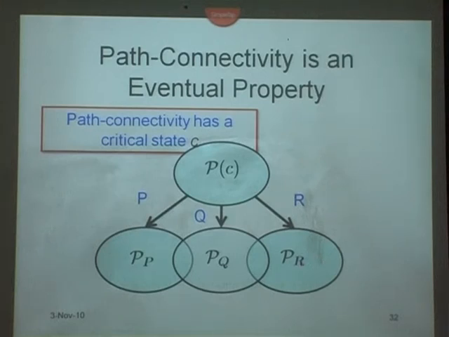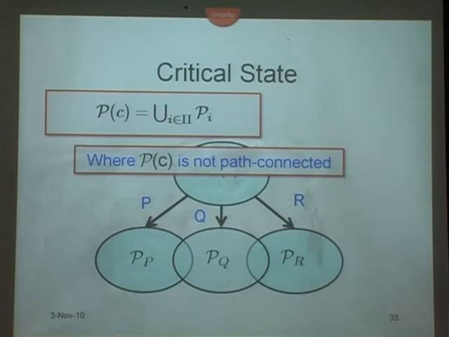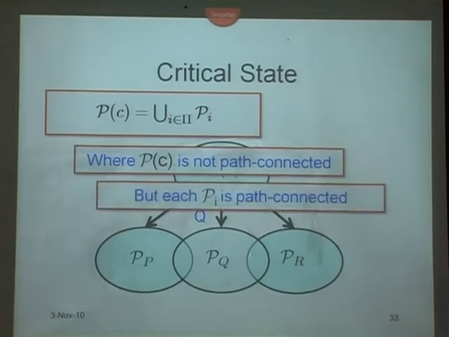So basically what we're doing is we're taking the reachable complex from the critical state and chopping it up into 3 small pieces. And what do we know? Well, we know that these are what's called the covering for the protocol complex. The protocol complex is the union of these 3 complexes. We know that P of C is not path connected by hypothesis because it's a critical state. And we know that each of the elements of the covering, each P sub I, is path connected, again, because this is a critical state by hypothesis.